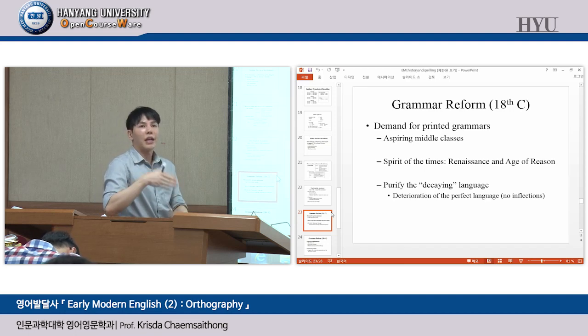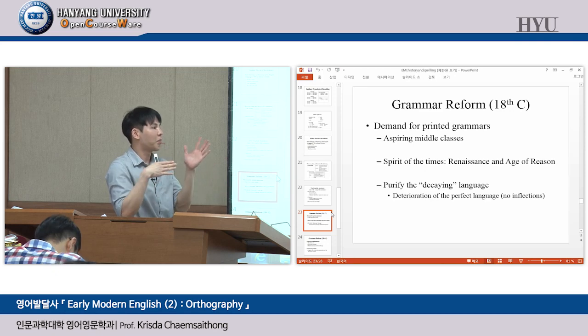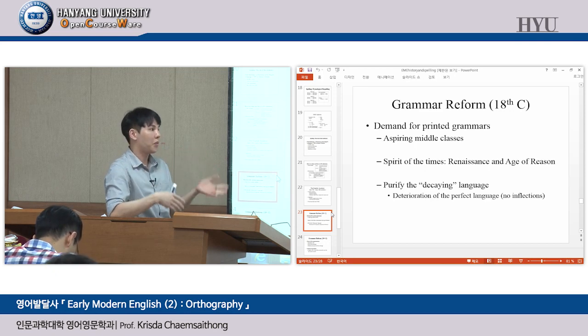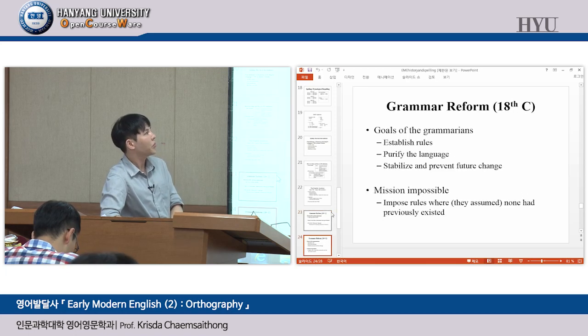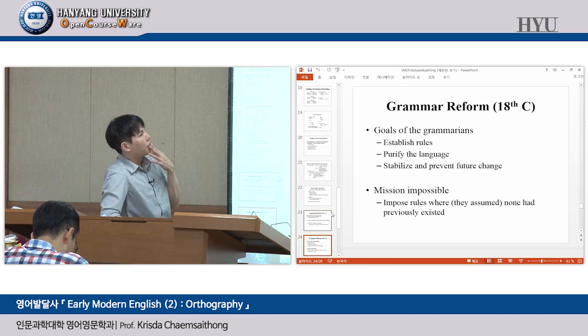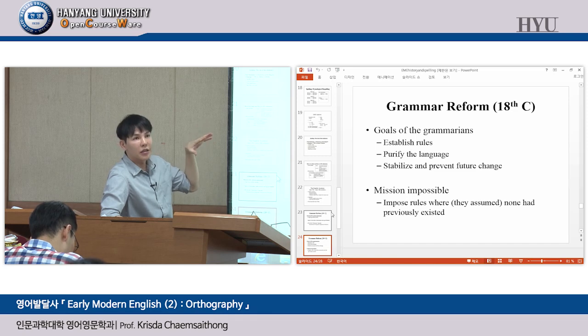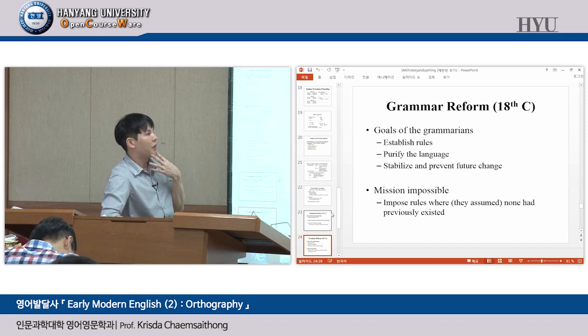People thought that English cannot compare to Latin because it's not purified, it's corrupt. It's not pure, it's corrupt. So there's the need to purify the language. So let's do the grammar reform. So the goals of the grammarians are to establish the rules because they didn't think that the rules existed before, to purify the language from just going downhill more and more, to stabilize and prevent future change.